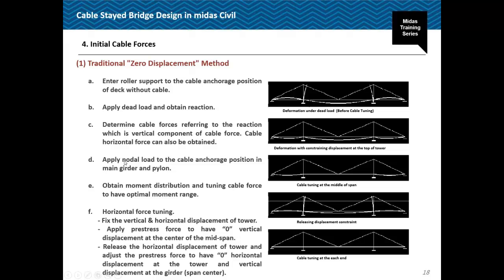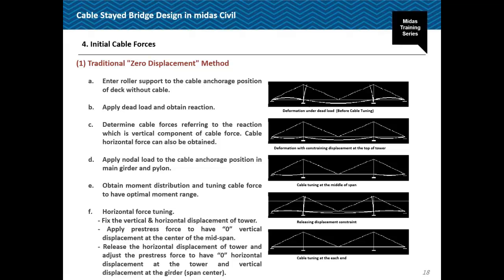Okay, now I want to move to the next topic, the initial cable force. So we want to determine the initial cable force assuming the structure is in the final complete state. There are several traditional methods, and one of the common methods would be the zero displacement method. So by performing the initial analysis, the cable configuration and initial cable force can be determined.